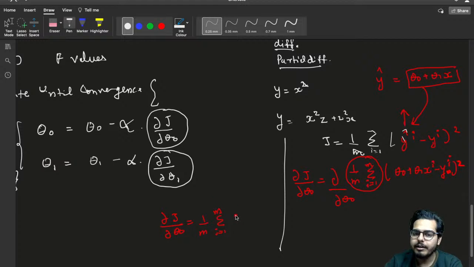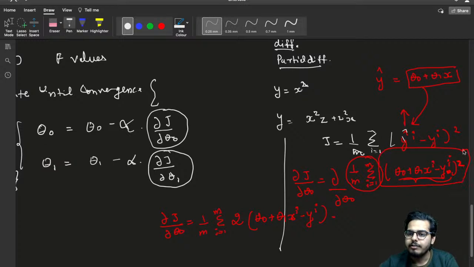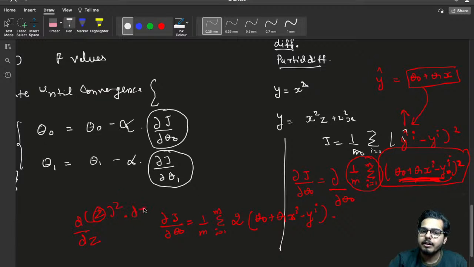Now this is basically a square first, right? So you just simply write 2 and the whole term as it is: theta naught plus theta 1 xi minus yi, and now you use the chain rule. First you take the derivative of this whole function; since it is a square, it's something like z square. You will take the derivative with respect to z first, and now what is z? Z is this whole value.